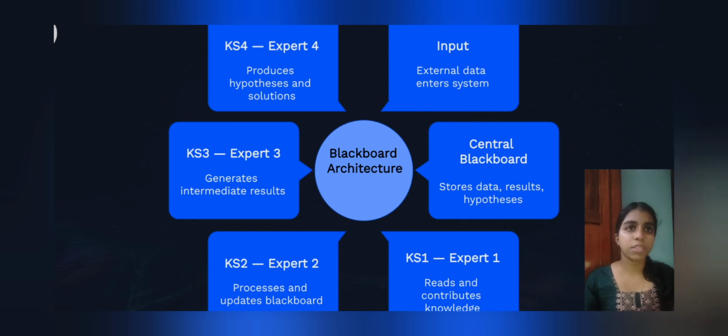This diagram shows how the different components interact with each other. First, the input enters the system. The information is then stored in the central Blackboard. Different knowledge sources such as expert 1, expert 2, expert 3, and expert 4 observe the information available on the Blackboard. Each expert performs a specific task based on its area of expertise.